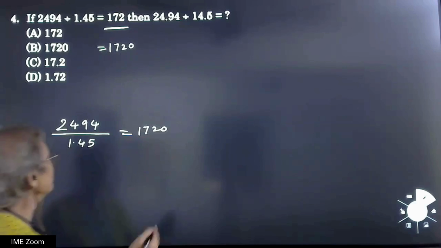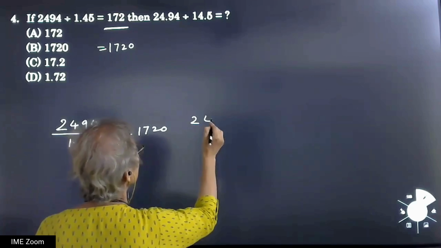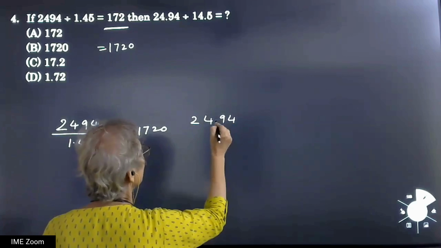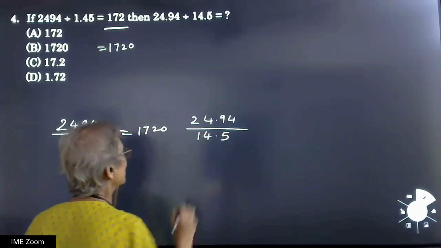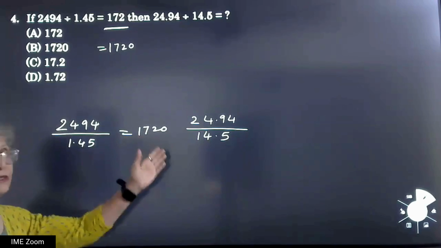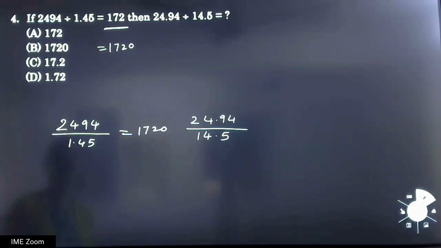Okay, and then what we have to find out is, see, the numbers are same, only the place of the decimal point is changed. So the answer also is somewhere here only, the place of the decimal point is slightly different, right? So how to do? First of all, in the denominator, remove the decimal point. How can the decimal point be removed?